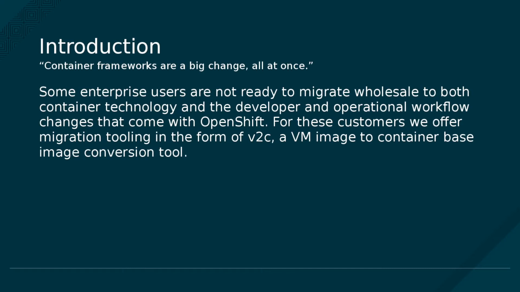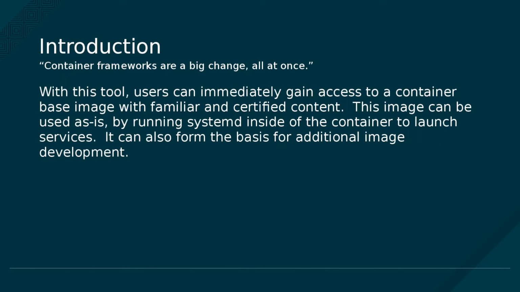Some enterprise users are not ready to migrate wholesale to both container technology and the developer and operational workflow changes that come with OpenShift. For these customers, we offer migration tooling in the form of v2c, a VM image to container-based image conversion tool. With this tool, users can immediately gain access to a container-based image with familiar and certified content. This image can be used as is by running systemd inside of the container to launch services. It can also form the basis for additional image development.